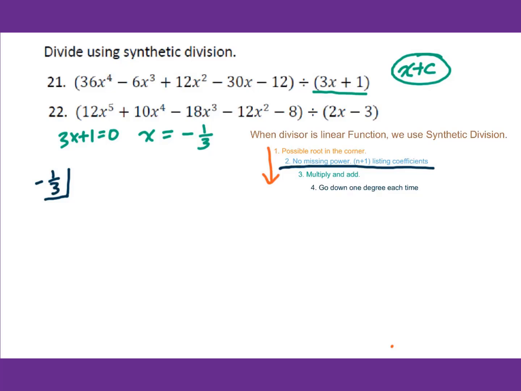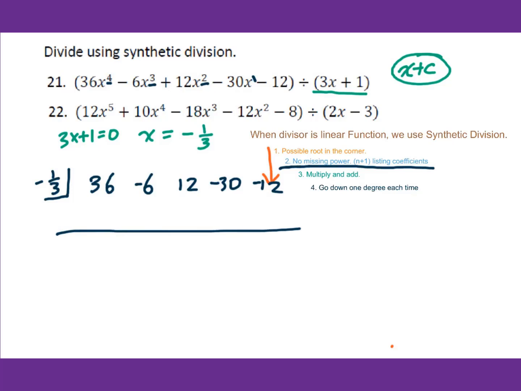Negative 1 over 3 is in the corner. Then check whether we have missing power or not. We have x⁴, 3, 2, 1, constant. This is good. So we got 36, negative 6, 12, negative 30, negative 12. So drop down.